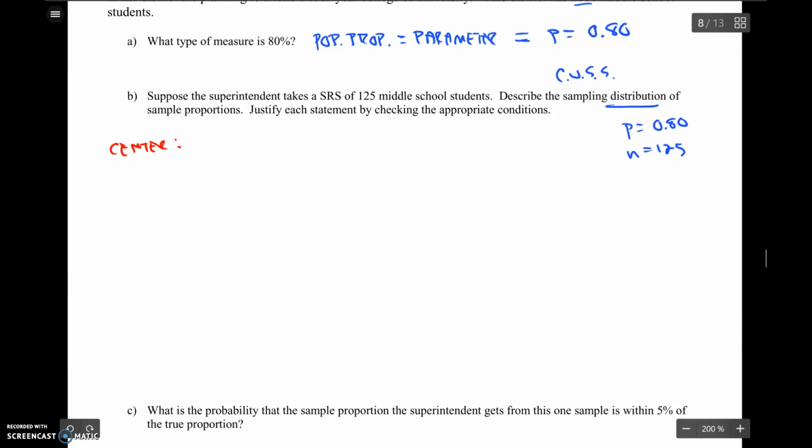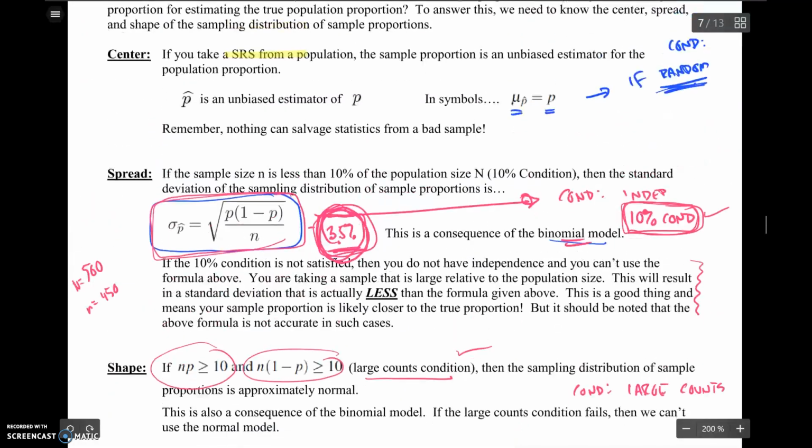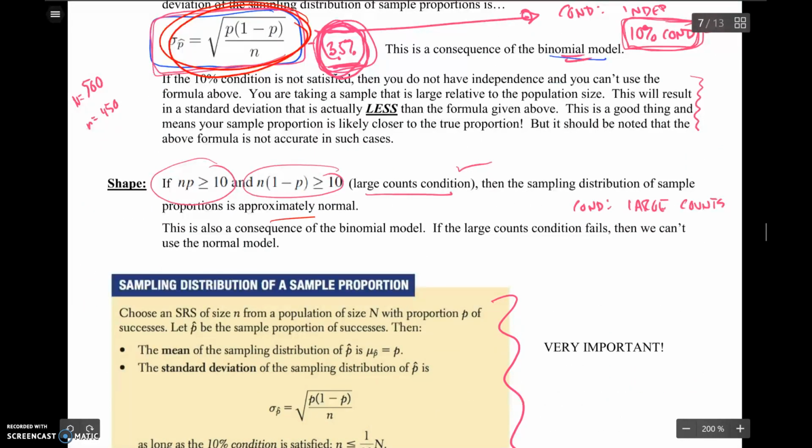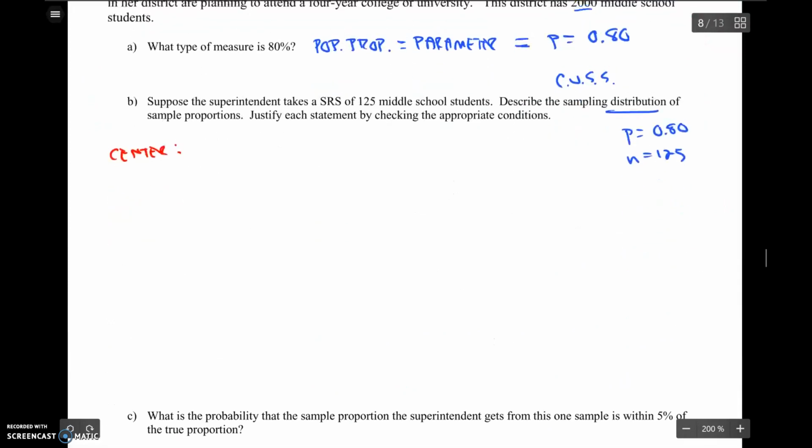Number one, center. You can go back in the notes and look at this if you want, but this is the center, this is the spread, this is the shape, and they're all going to kind of look the same. So the center, the mean of my p-hats, is going to be the true population proportion, which is 0.80, and then check the condition. That's going to be true as long as we took a good random sample. She took, I guess, an SRS. Check it off.